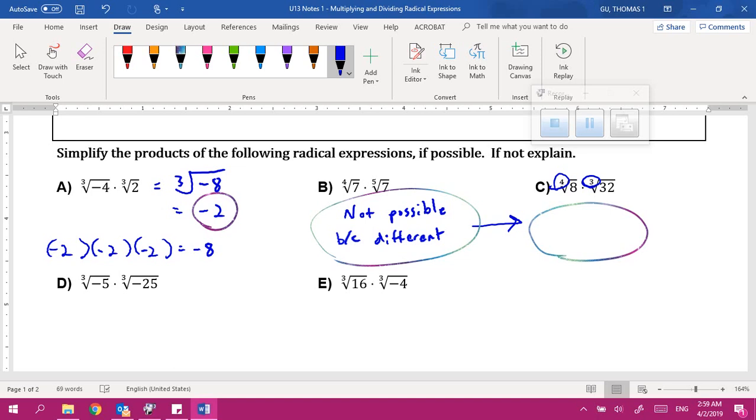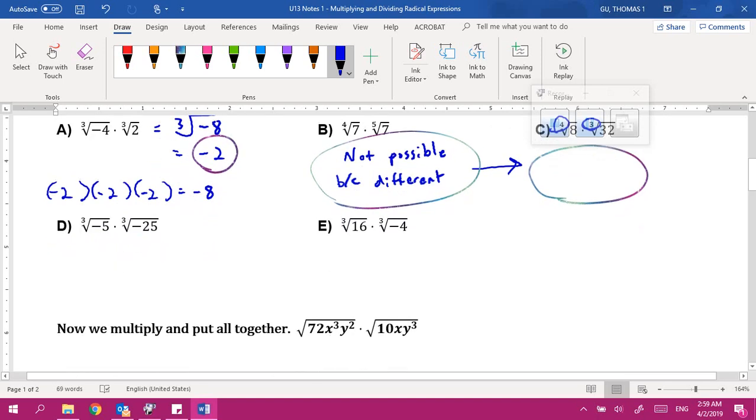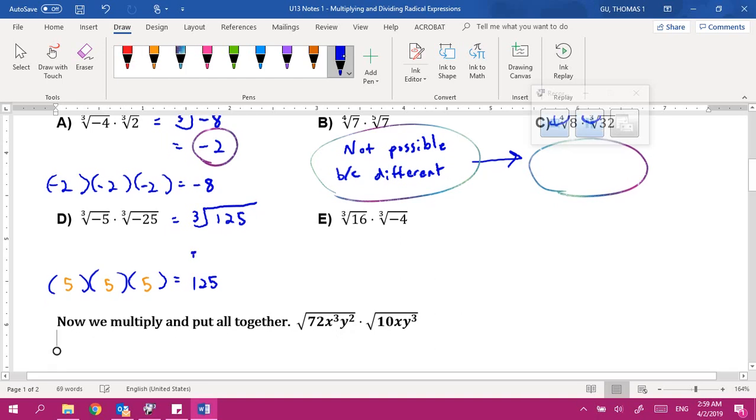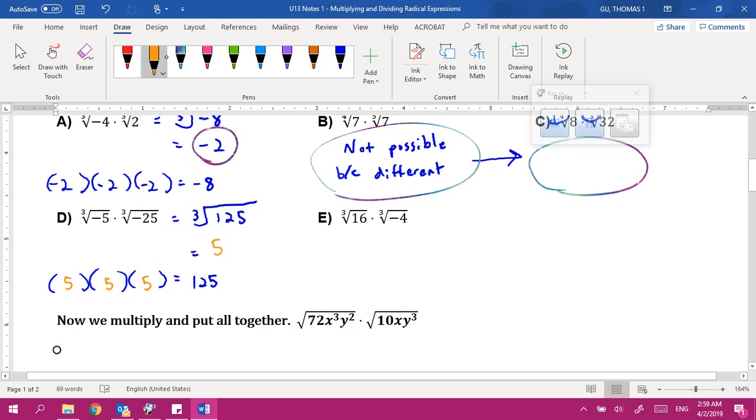D. The cube root of negative 5 times the cube root of negative 25. The indexes are the same, so we can simplify by multiplying. So this is going to be the cube root of negative 5 times negative 25, which is positive 125. Now, what is the cube root of 125? What times itself 3 times gives you 125? That would be 5. 5 times 5 times 5 is 125. So the cube root of 125 is indeed 5. There you go.